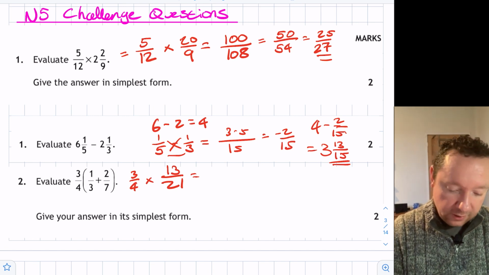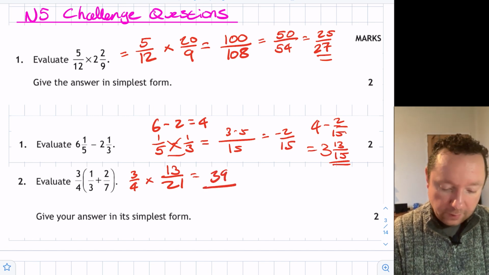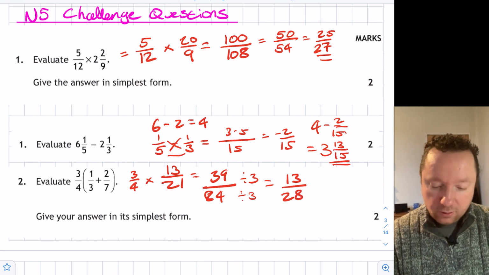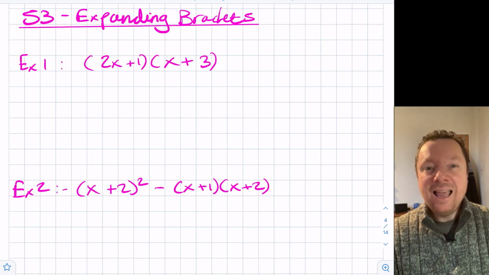Three times 13 is 39, and 4 times 21 is 84. So I can divide by 3 on the top and bottom to get 13. 3 and 8 goes twice with 2 left over, so 8, 13 over 28.